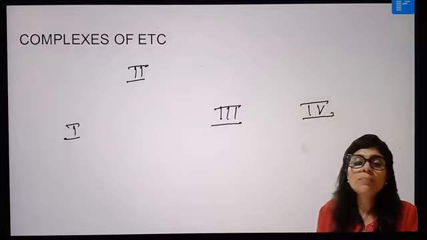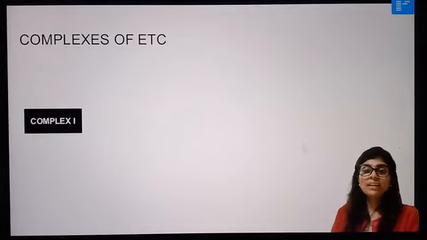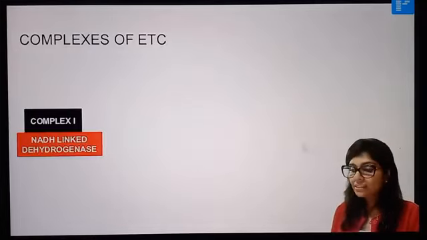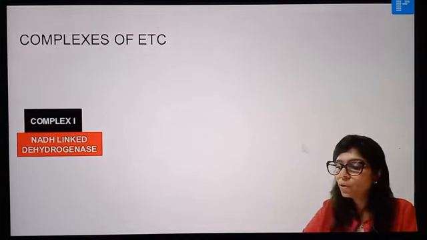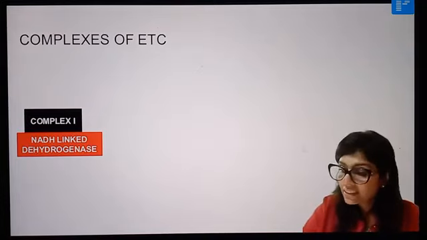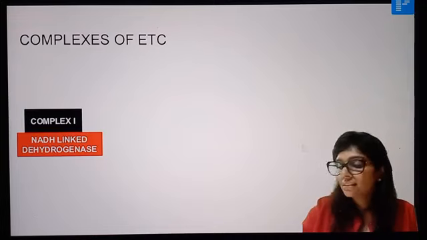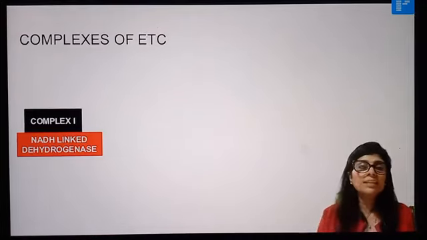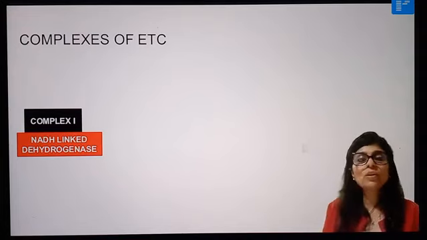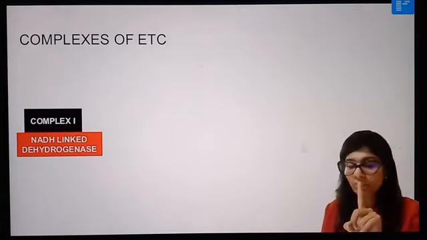So what is complex 1? Complex 1 is NADH linked dehydrogenase. I told you BAL will not be sprayed by a farmer into a pool. What is sprayed by a farmer on a pool? It is antimycin. That is the clue. Got it? So complex 1 is NADH linked dehydrogenase, that is, electron from NADH enters the electron transport chain through complex 1.